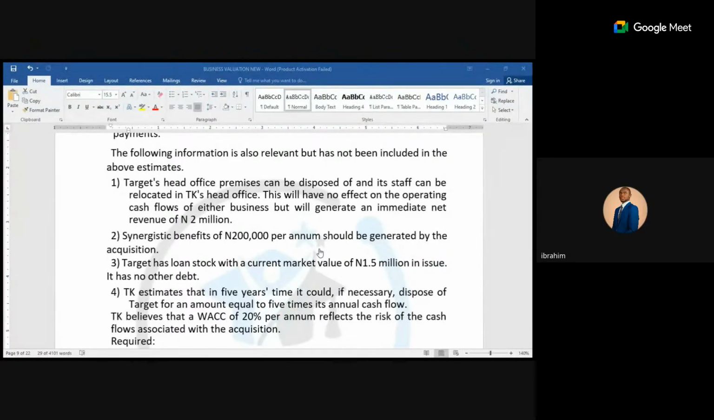Calculate the maximum price to be paid for targets. Ignore taxation. Class, who did you want to prepare this maximum price for? It is for investors. It is not for a company. It is for investors who want to buy the target company, which is what? The TK. Right? It's TK.